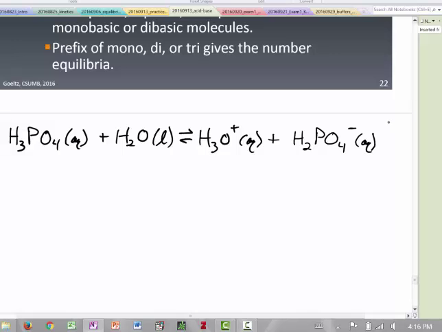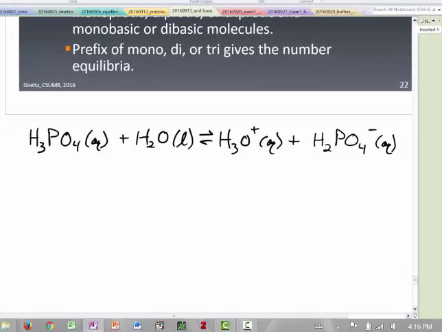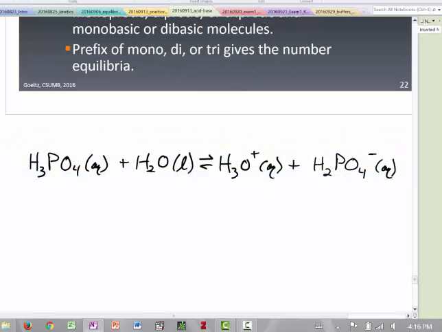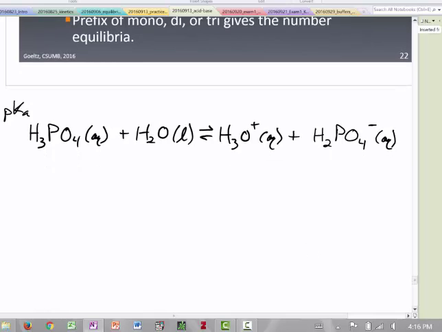Do it this way, and do the pKas in a second. I can write a second equilibrium starting, essentially, from the products of the first. I said that H3PO4 was triprotic, because there's three protons that could come off. H2PO4- should have a minus sign, but is what protic? Yeah, diprotic.